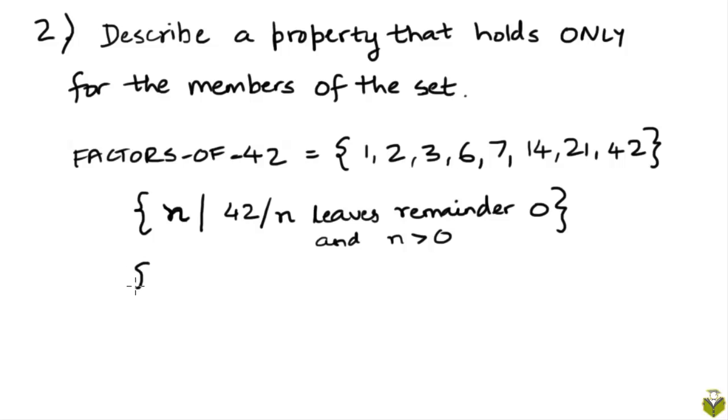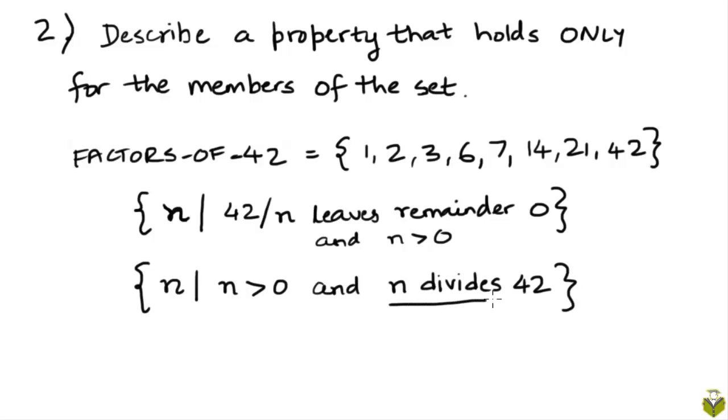There's another way of specifying this property. So we could have written this set as the set of all numbers n such that n is greater than 0 and n divides 42. This is just another way of saying that when 42 is divided by n, the division is clean. That is, there is no remainder.